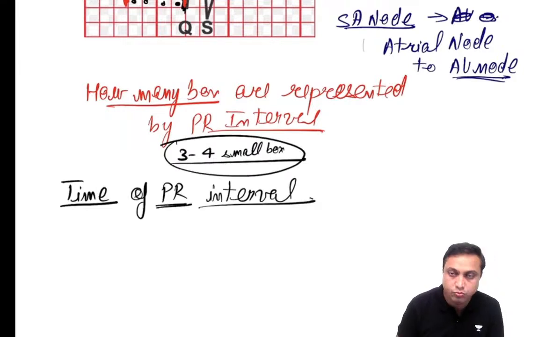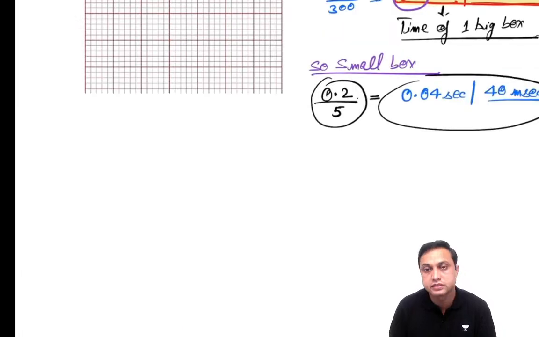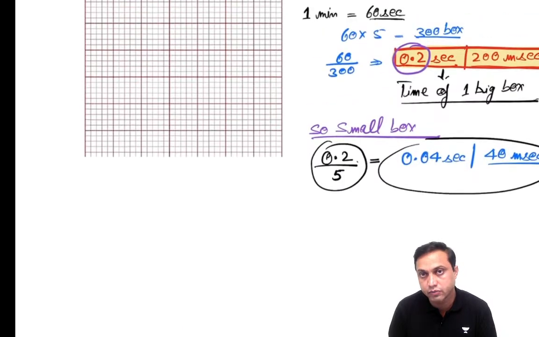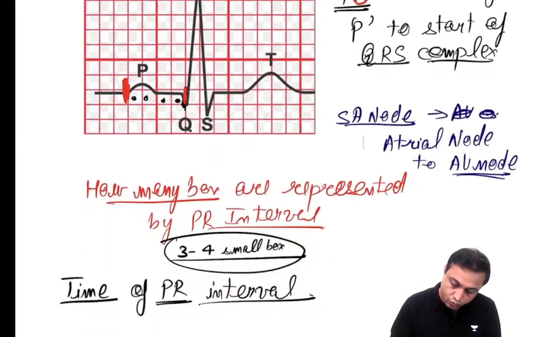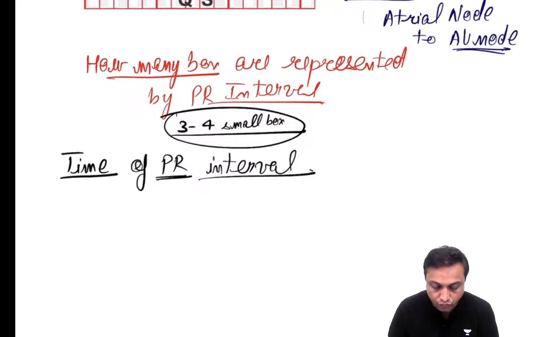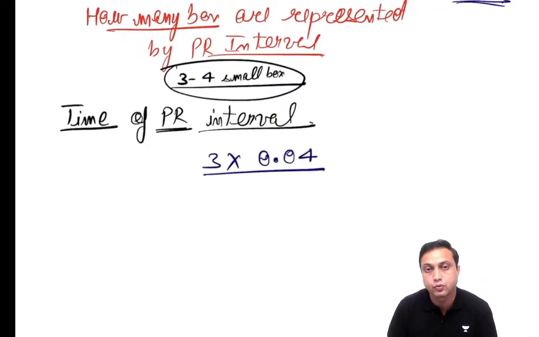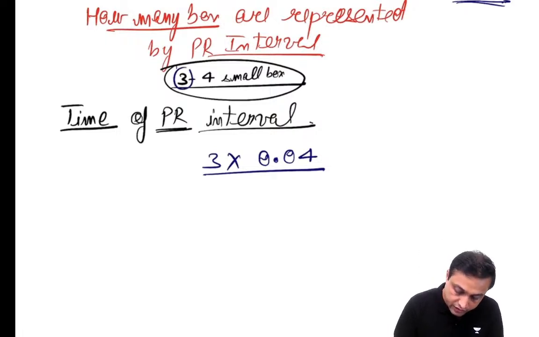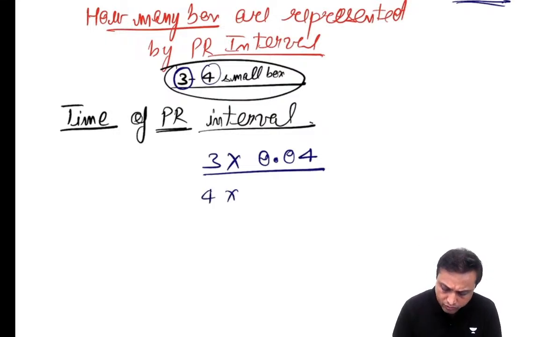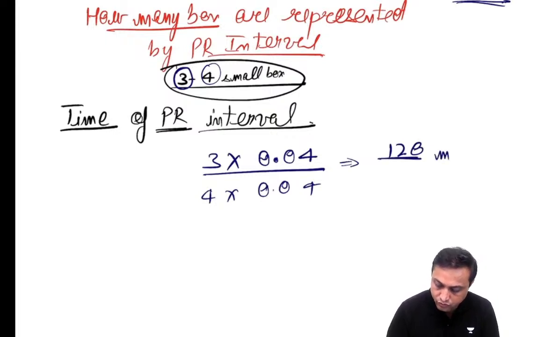I have told you 3 to 4 small boxes, and we have also discussed the time. Here is the time, 0.04 second for a small box, and here is the time of the big box, 0.2 second. So you just have to multiply. If it is going to take 3 boxes, then 3 into 0.04, or if it is 4, then we multiply 0.04 by 4. For 3 boxes it is going to come to 120 milliseconds, or 160 milliseconds for 4 boxes.